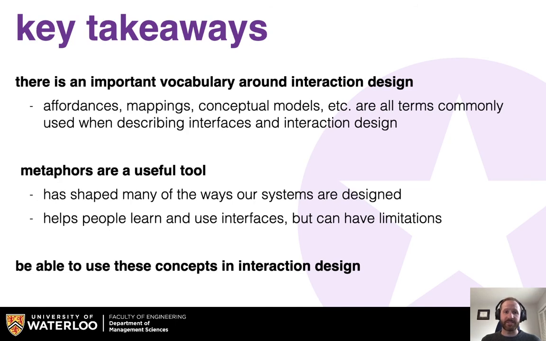So the key takeaways from this lesson are: there is an important vocabulary around interaction design. Things like affordances, mappings, conceptual models, etc. are all terms that are commonly used when describing interfaces and interaction design. And so I want you to be familiar with these terms. Metaphors are very useful tools. They have shaped how many of our systems are designed, and so they've been very valuable there. They help people learn and use interfaces, but they can have limitations. And to overcome those limitations, people have to be able to interact with the system and update their mental models. So be able to use these concepts in interaction design.